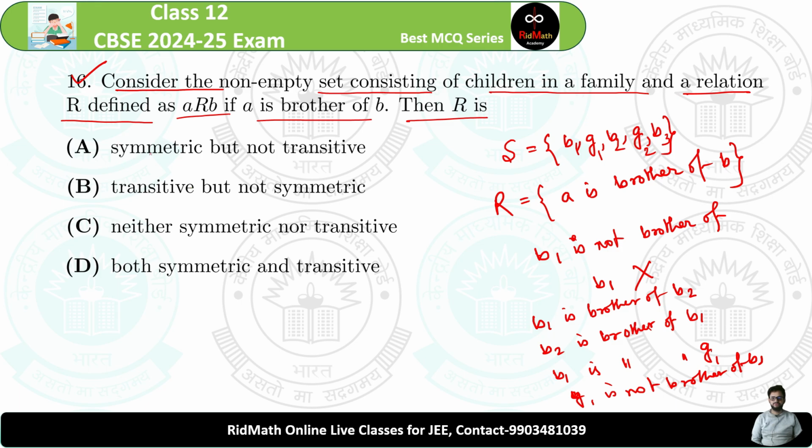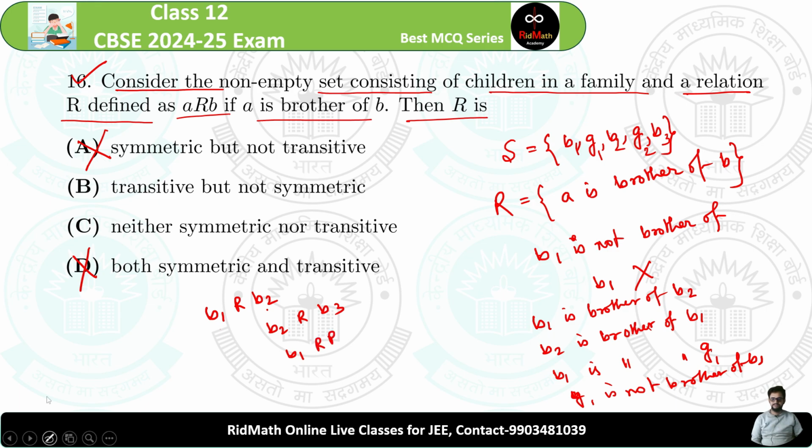So the option symmetric but not transitive is incorrect. Transitive but not symmetric, neither symmetric nor transitive, both symmetric and transitive, this is also not correct, because this relation is not symmetric. Now see, if B1 is related to B2, that means B1 is brother of B2, and B2 is brother of B3, then B1 is brother of B3.